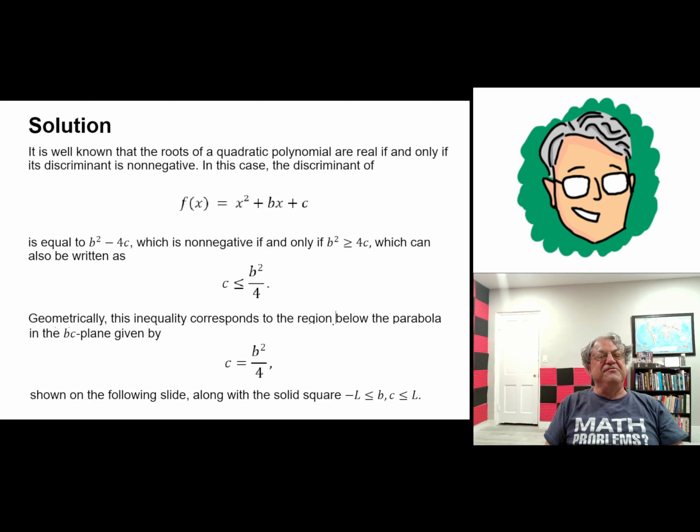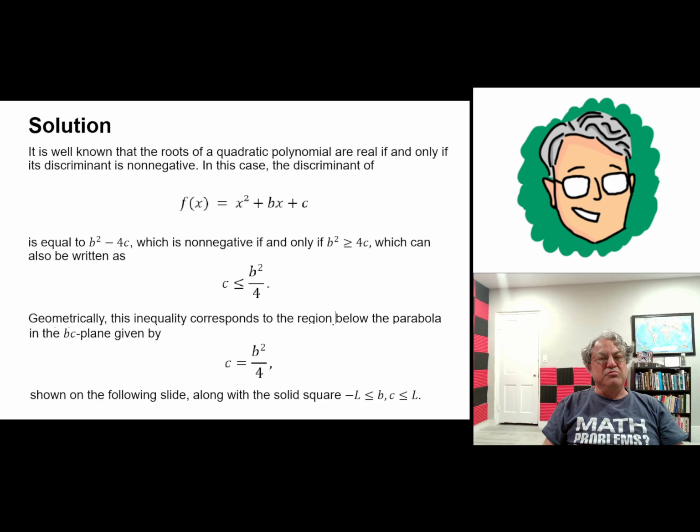So I think you can see that the discriminant is positive if and only if c is less than b squared over 4. Well, this is kind of nice because the equation c equals b squared over 4 is just the equation of a parabola. What we're really saying here is that as long as our solution (b, c) is below that parabola in the BC plane, then the roots are both real.